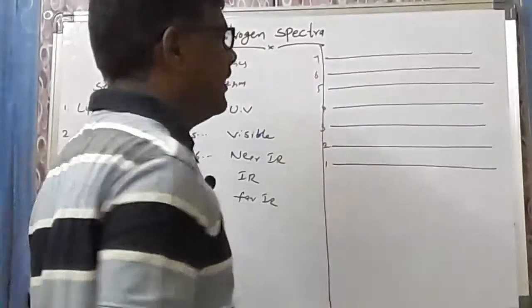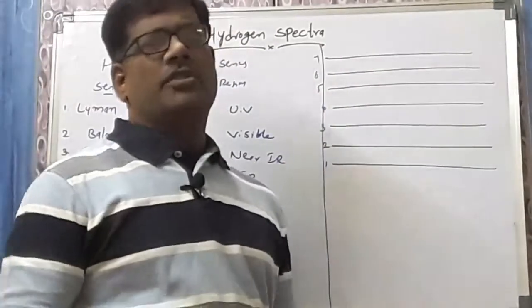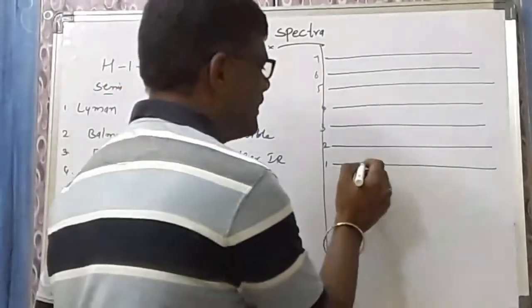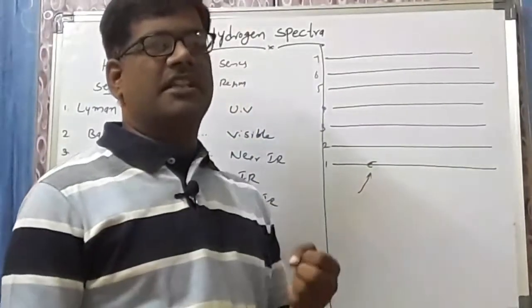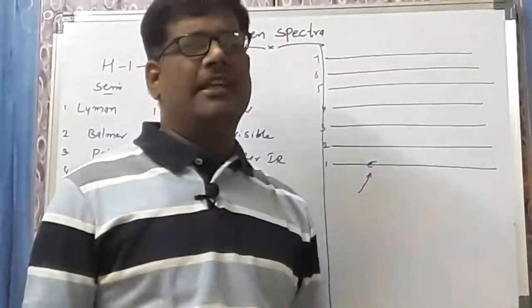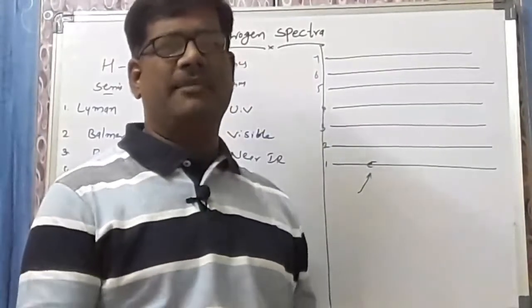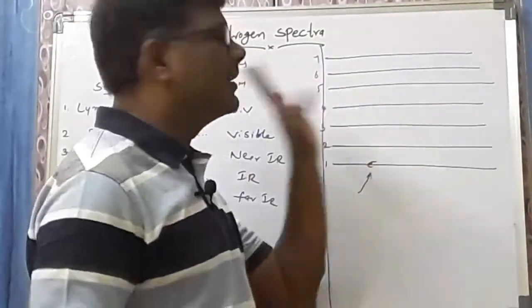Let us say n=1 is the ground state. Whenever the electron is present in the ground state and you supply energy, the electron immediately absorbs energy and gets excited to some excited state. It may be 100, it may be 7, it may be 8. So I am taking up to 7.